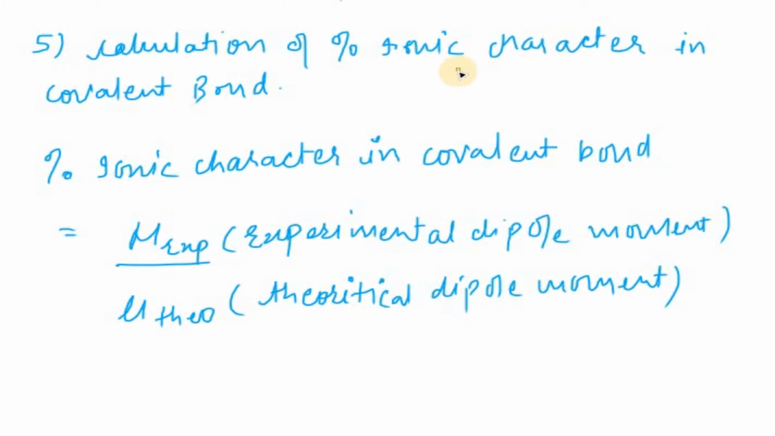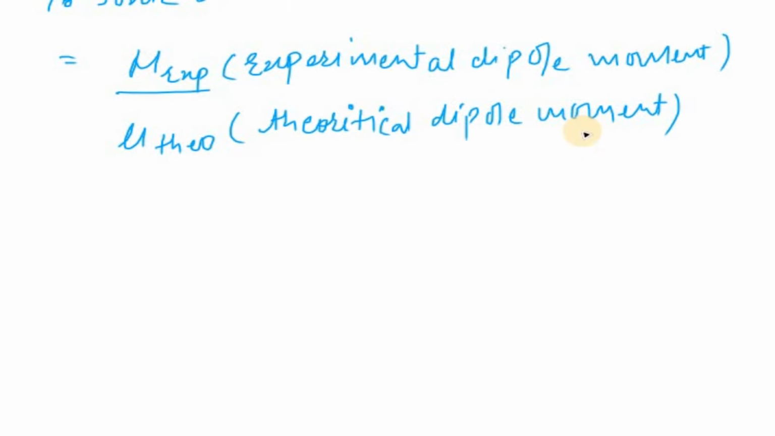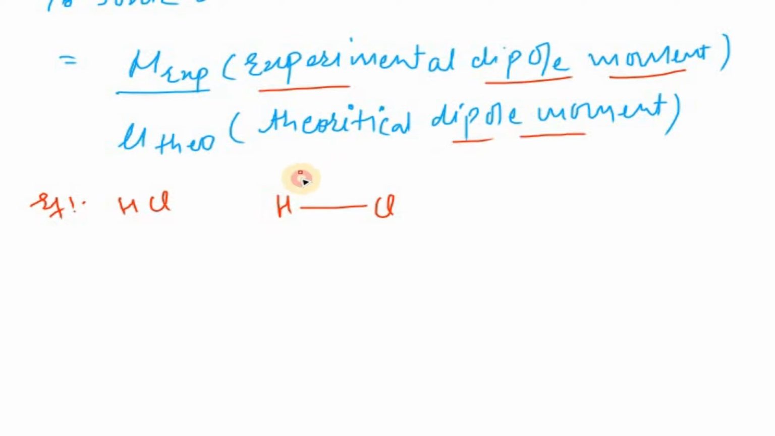Now let's see the calculation of the percentage of ionic character in a covalent bond, which is also done by the dipole moment. What is the percentage of ionic character in a covalent bond? That is given by the formula mu experimental divided by mu theoretical. Mu experimental is the experimental dipole moment. How we calculate the dipole moment experimentally is separate, and mu theoretical is what the dipole moment will be theoretically. Like if we take the example of HCl, here we have H and Cl, where H has a delta positive charge and Cl has a delta negative charge.